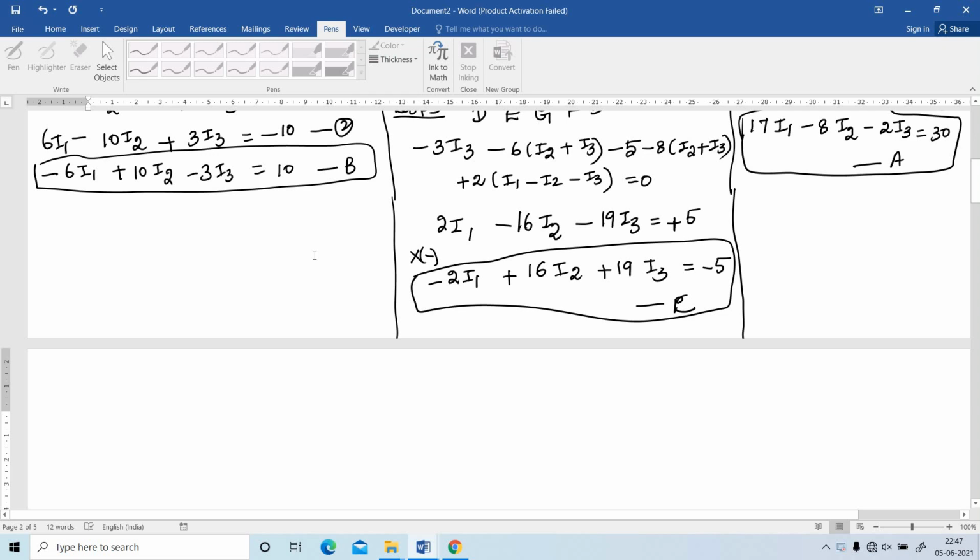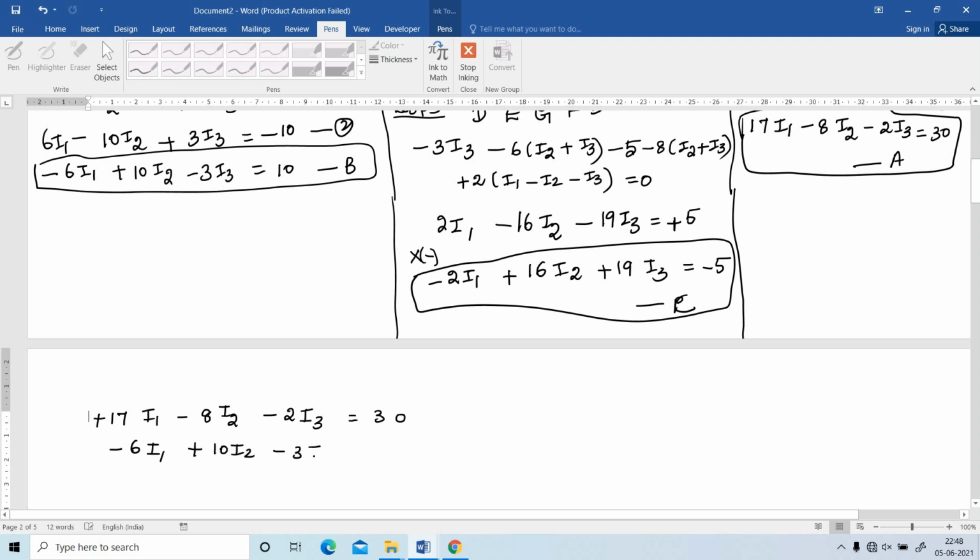I am going to write all the equations once again. Equation number 1 is plus 17I1 minus 8I2 minus 2I3 equal to 30. Next equation, minus 6I1 plus 10I2 minus 3I3 equal to 10. Equation number 3 is minus 2I1 plus 16I2 plus 19I3 equal to minus 5.